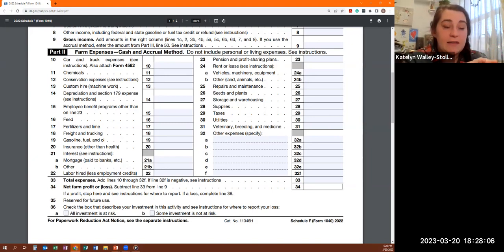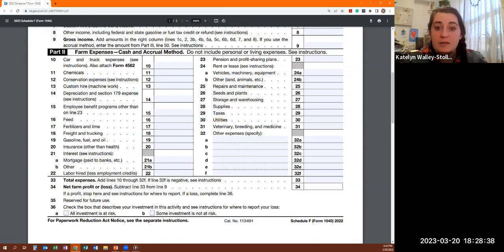So if you earn a $10,000 profit, it doesn't mean that you're going to pay $10,000 in taxes. It means that you're going to pay whatever tax bracket you're in, which we'll talk about in a second, that percentage of your profit. So if you are in a 20% tax bracket, you will pay $2,000 on that profit. Profit on a Schedule F doesn't mean you lose all of your money as taxes. It just means that's your taxable income.